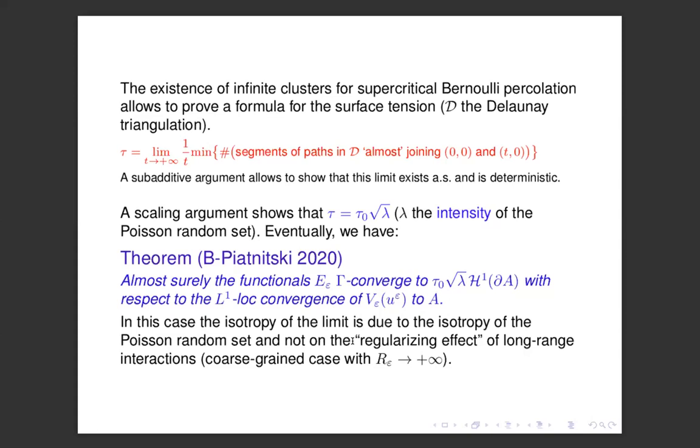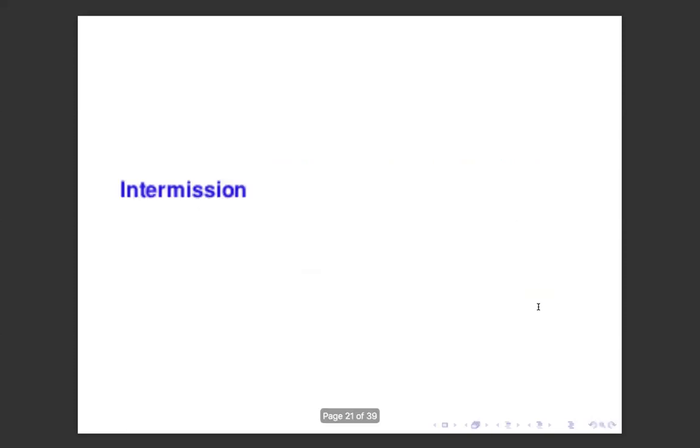Somehow, one hint, one conjecture could be that if in this scaled environment, the interactions are at the vanishing scale, so in this setting was epsilon times R epsilon that was going to 0, then the limit is an interface. Unfortunately, this is not the case.